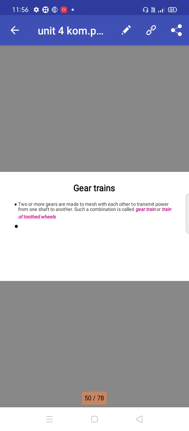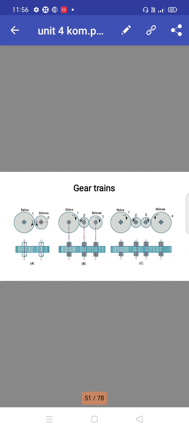Gear trains. Two or more gears are made to mesh with each other to transmit power from one shaft to another. Such a combination is called a gear train. The train of toothed wheels. These are the gear trains.